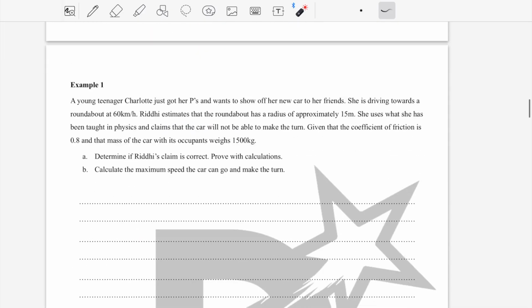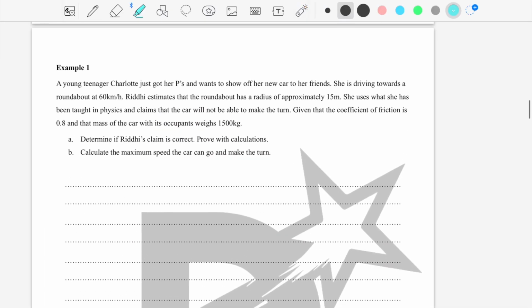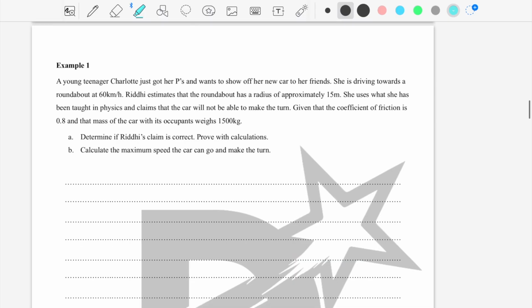Okay, let's have a look at an example. Question number 1. A young teenager, her name is Charlotte, just got her P's and wants to show off her new car to her friends. She is driving towards a roundabout, or around a roundabout, at 60 kilometers per hour. Charlotte estimates that the roundabout has a radius of approximately 15 meters. She uses what she has been taught in physics and claims that the car will not be able to make it around the turn.